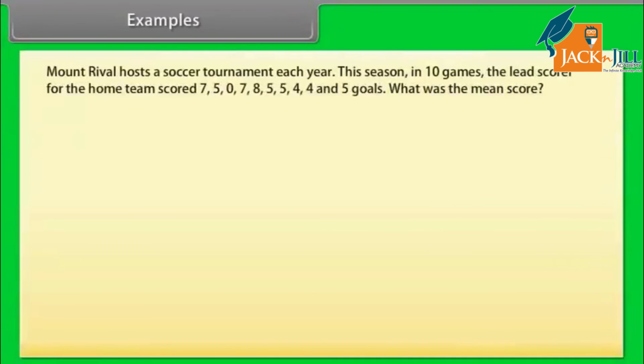Examples. Let us now solve some examples. Mount Rival hosts a soccer tournament each year. This season, in 10 games, the lead score for the home team scored 7, 5, 0, 7, 8, 5, 5, 4, 4, and 5 goals. What was the mean score?